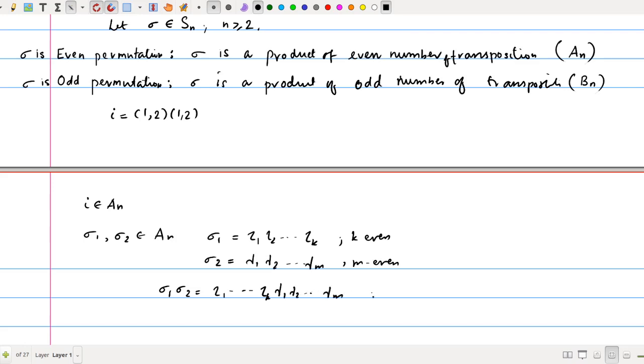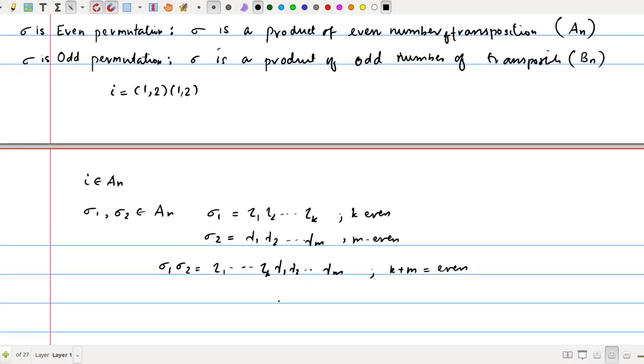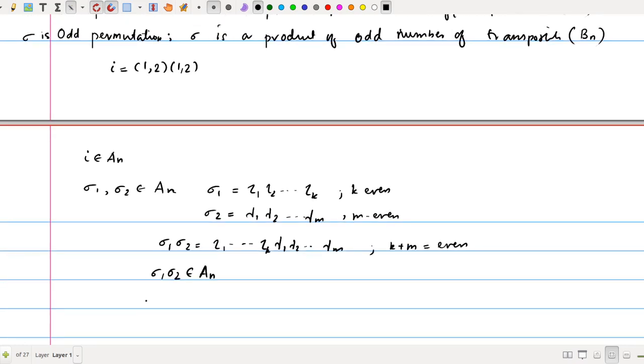So obviously sigma 1 sigma 2 contains k plus m transpositions to represent it. So k plus m is even, because these two are even. Therefore we can say that sigma 1 sigma 2 is also an element of AN. So if we choose any two arbitrary even permutations, then the product of that is again an element of AN, or that is again an even permutation.